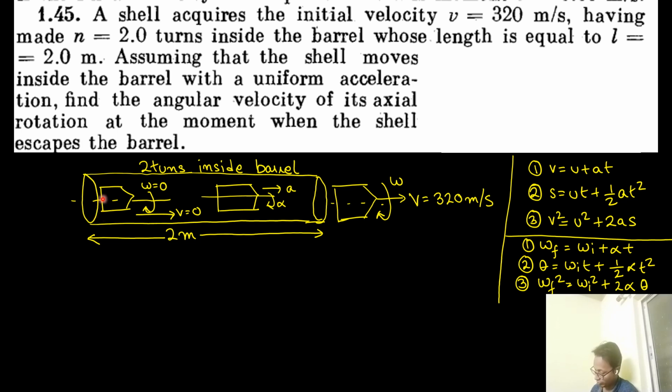The bullet rotated inside the barrel 2 times. So the time taken to rotate inside the barrel 2 times is equal to the time taken for the bullet to translate from here to here. Understood? This is what I'm going for. The common thing here is time. Time is common for both. That means the time taken for the bullet to travel 2 meters is equal to the time taken for the bullet to rotate 2 times. Okay, now let's solve the translation part.